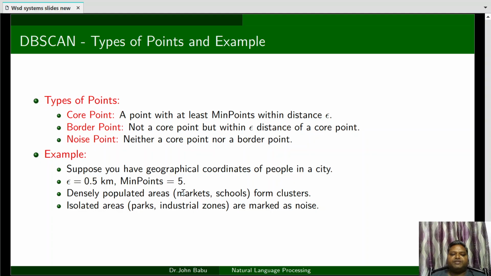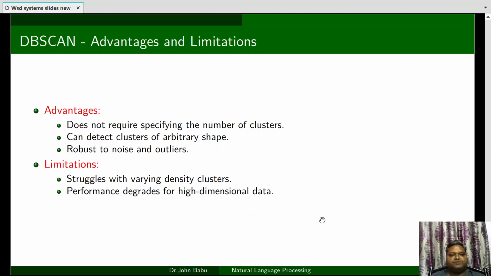Densely populated areas, something like markets and hospitals, form dense clusters. Isolated areas where people are not present will be marked as noise because they are located far away from these. So the advantages: we don't need to specify the number of clusters at the beginning, it can detect clusters of arbitrary shape, and it is very robust to noise and outliers. But the problem is that the density of the clusters may vary during the process, and when we have high dimensional data, the performance also degrades.